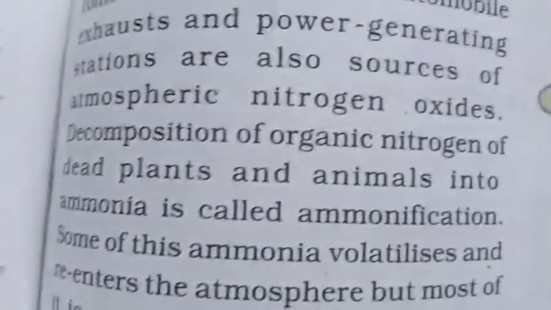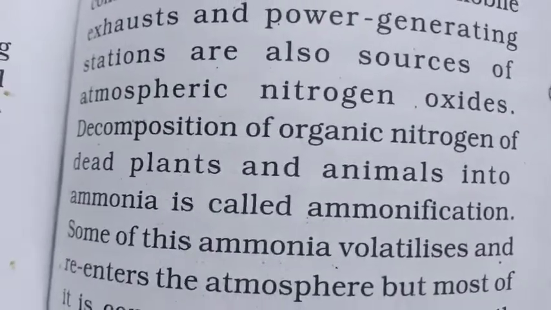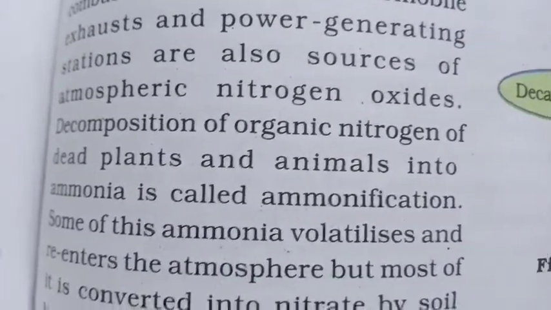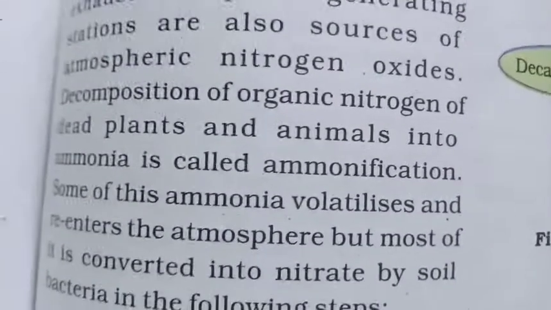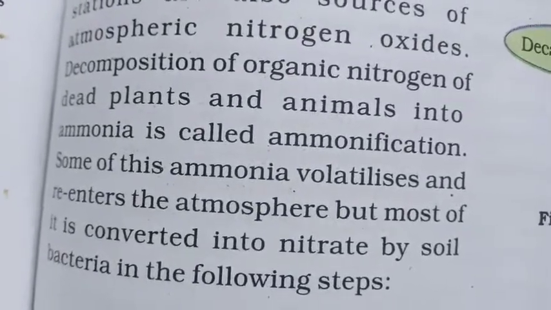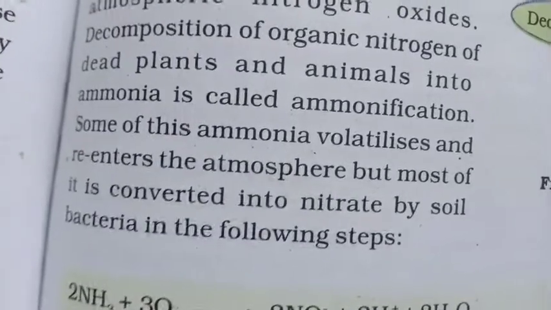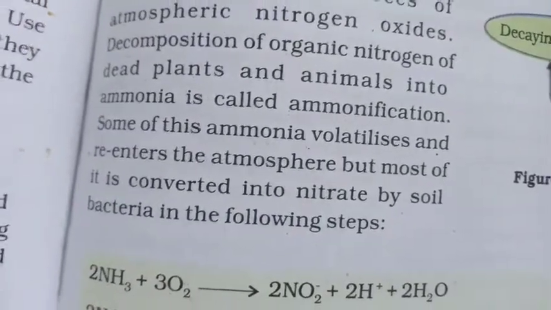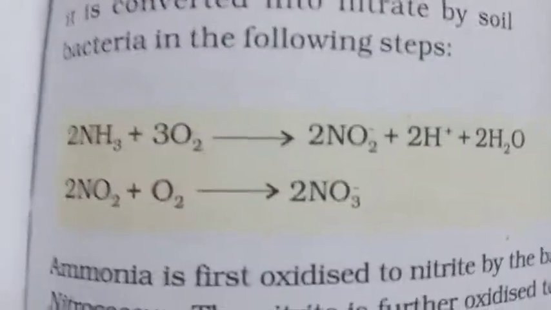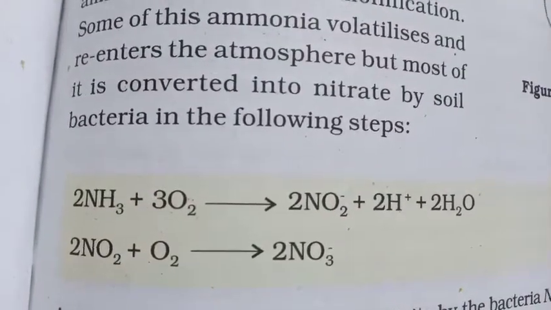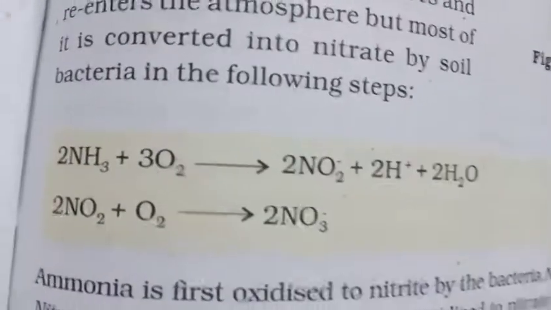Decomposition of organic nitrogen of dead plants and animals into ammonia is called ammonification. Some of the ammonia volatilizes and enters the atmosphere, but most of it is converted into nitrate by soil bacteria in the following steps. Ammonia gets oxidized to nitrite, and nitrite is then oxidized again to nitrate.